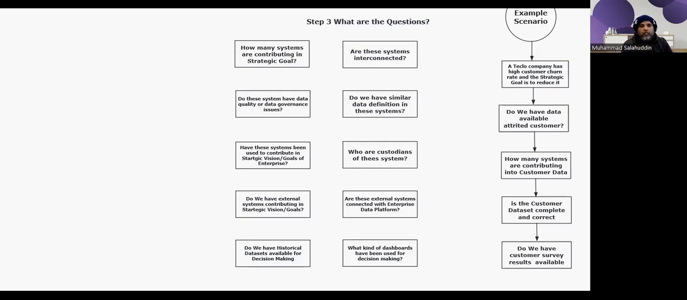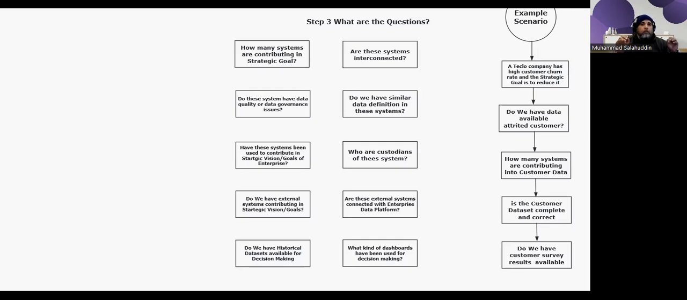The next step is again relevant to the previous one. Who are the custodians of this system, right? Do we have proper system owners who are working on the system, or are these more like orphan systems that nobody knows about? And I think most of you watching this video are aware that every organization has some system that has been sitting there and nobody is willing to take the ownership.